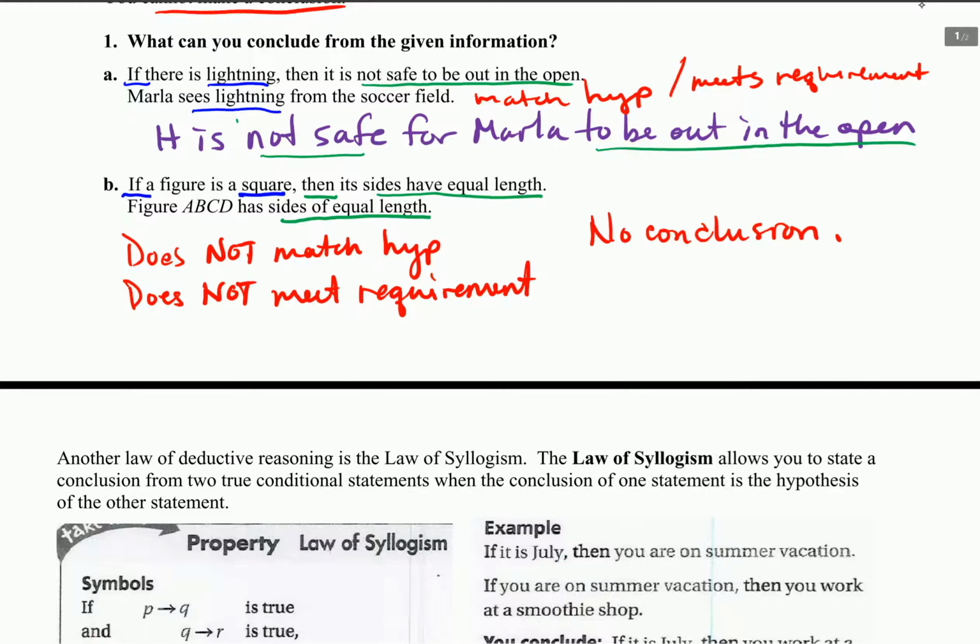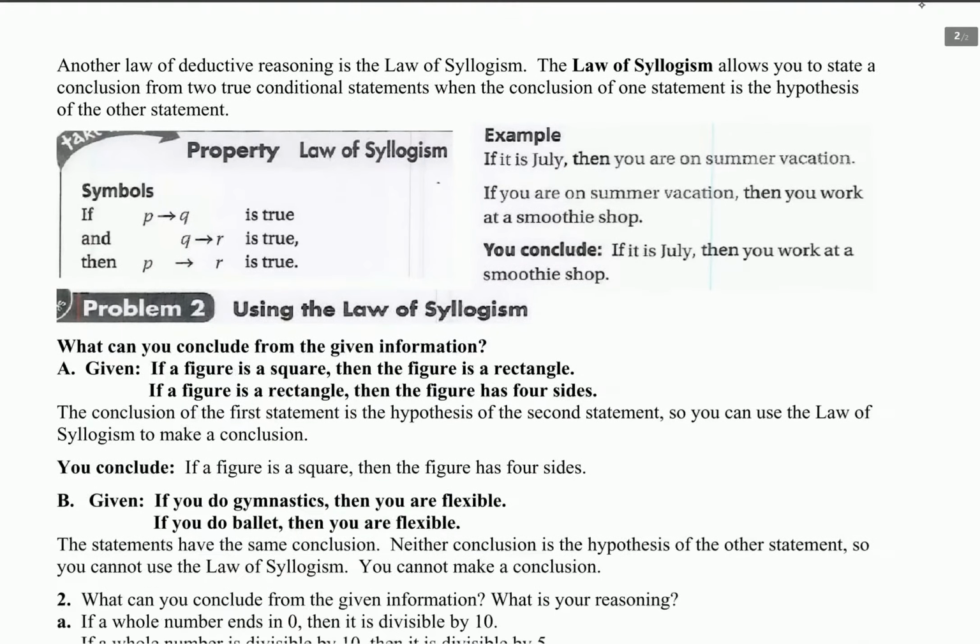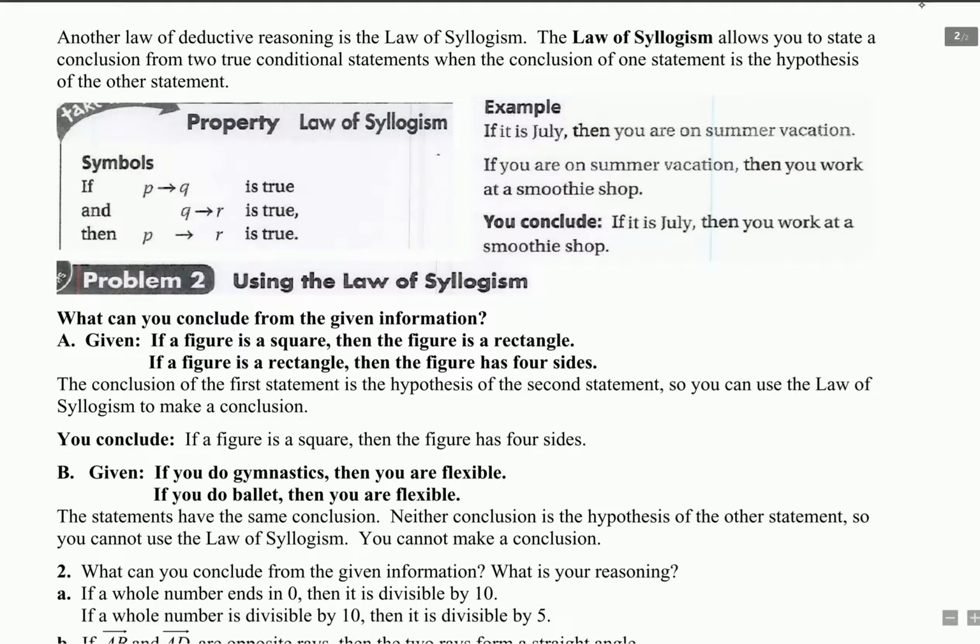You can make the same conclusion. The conclusion will be true. If both hypotheses are true, they will have the same conclusion. All right, next is the law of syllogism.